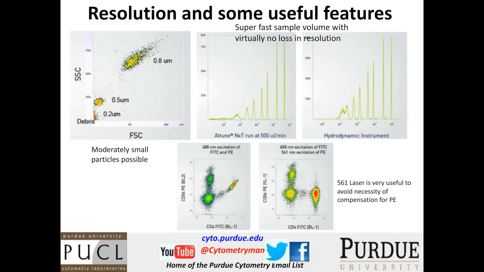The other thing is, because, as I noted before, the beams are separated, you can run a 561 laser on this instrument, and because you have separated beams, you can look at your FITC and your PE signal with different lasers, and so you can avoid compensation. And that's always a handy feature if you can do that. So I just wanted to point that out.